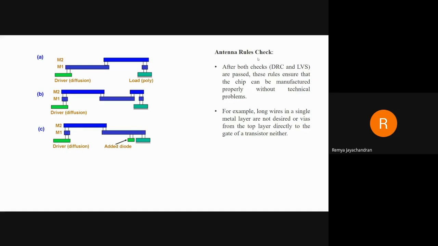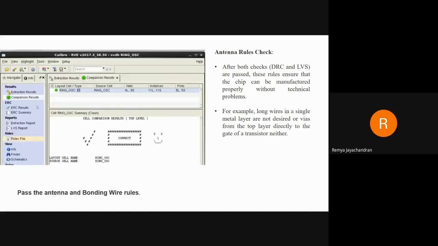So this antenna rules check will check all these considerations, and once it is correct, you will get this window like this. That is, the antenna and the bonding wire rules are correct. That ensures more safety for these devices, and more chances for the working of this circuit.